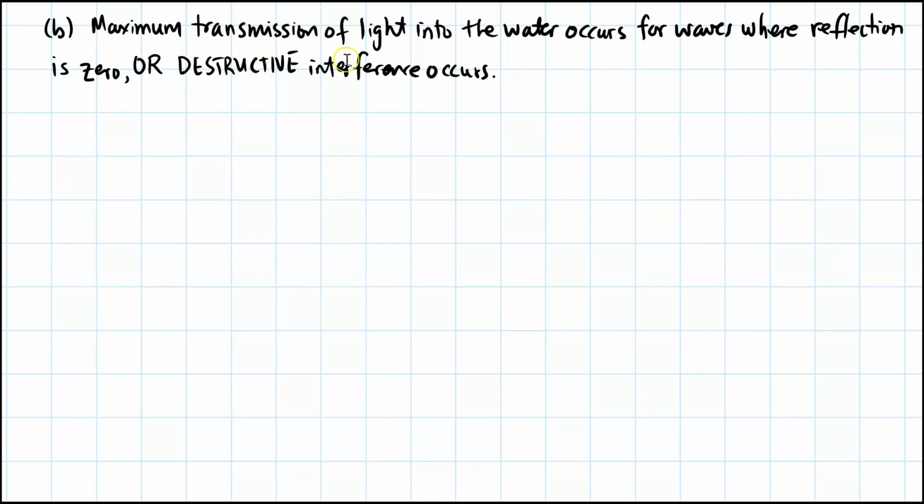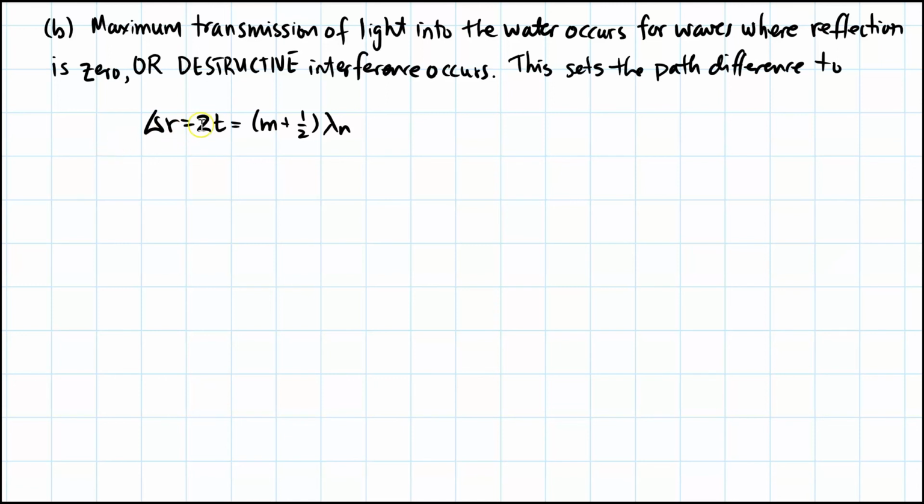B. Maximum transmission of light into the water occurs for waves where reflection is 0, or destructive interference occurs at the surface. So the light that is destructively interfered at the surface to conserve energy must be transferred into the ocean. Therefore, the path difference has to be such that 2t is equal to m plus 1/2 times the wavelength in the kerosene. Solving for the wavelength that then gets transmitted here, I'm going to then have 4 times the index of refraction of the kerosene times the thickness divided by 2m plus 1, which then gives me 2208 nanometers divided by 2m plus 1.